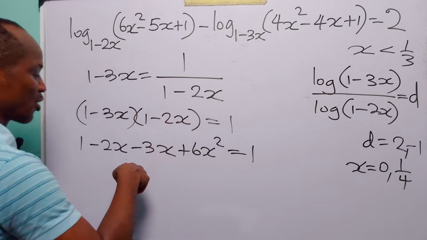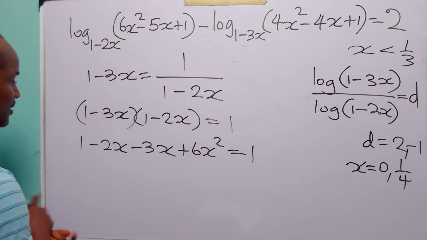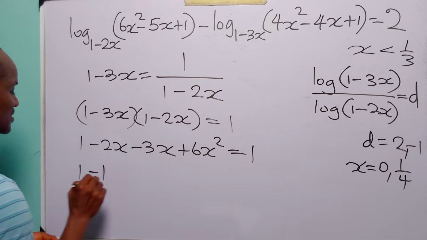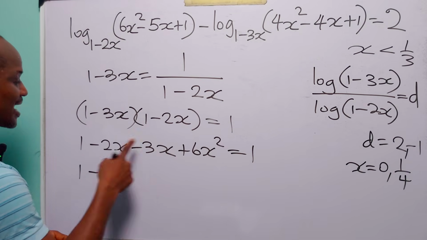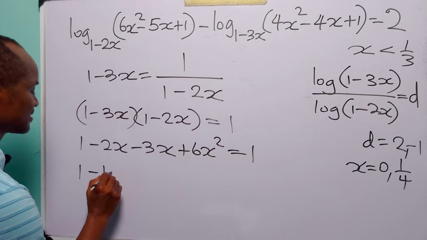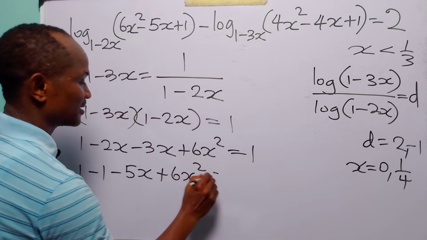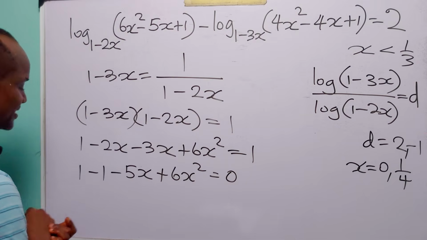Now let us move this over to the left-hand side. When we do that, we have 1 minus 1. Minus 2x minus 3x is minus 5x. Then plus 6x squared is equal to 0.